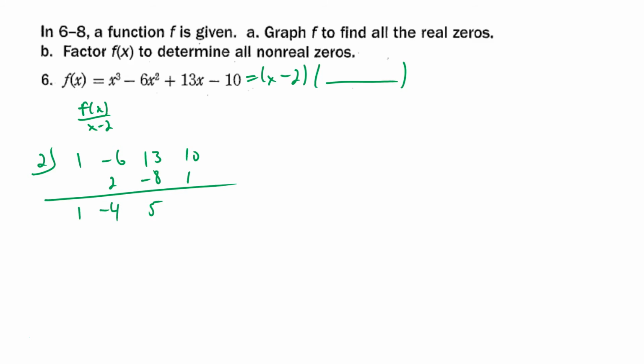2, negative 4, negative 8, 5. Oh, it's negative 10. All right, so we have 10 here, and we add them together. It gives us a 0.